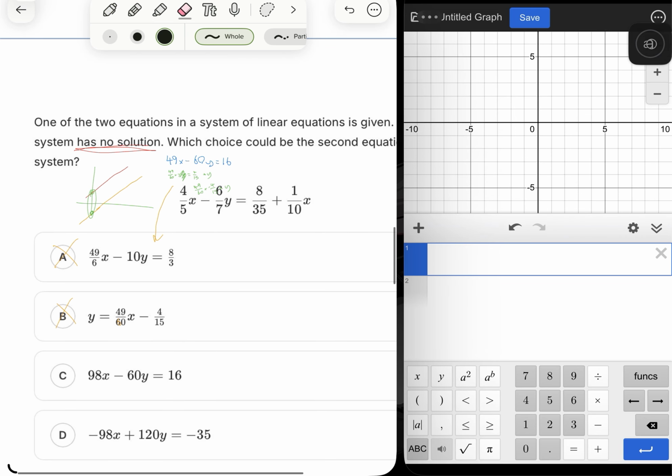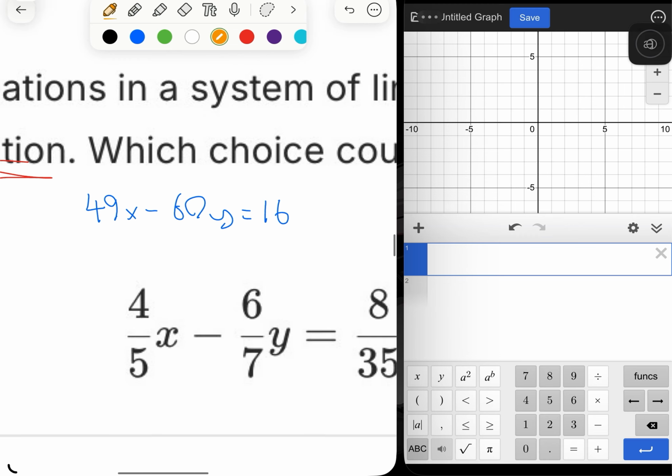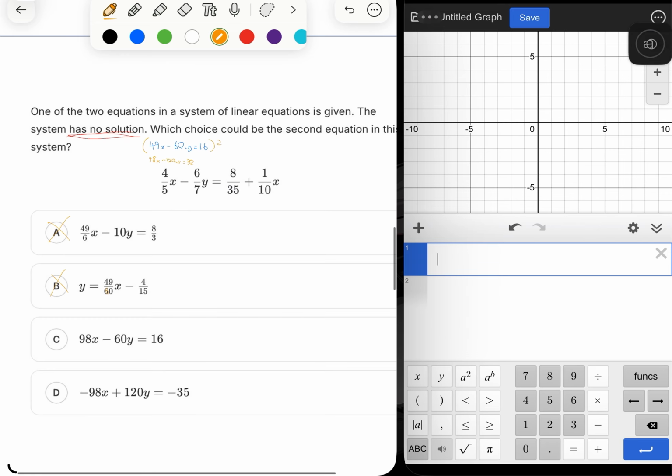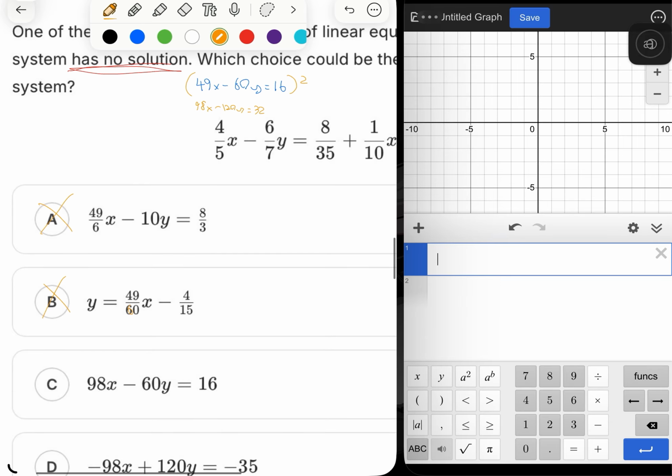If you look at answer choice C, you have a 98x. So let's multiply this entire thing by 2. So you get 98x minus 120y equals 32. You'll realize that the y coefficients here don't match. So it actually can't be C either. Because remember, the y and x coefficients have to match. You just want the constant term to be different.